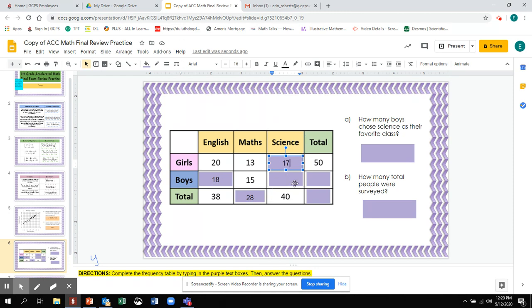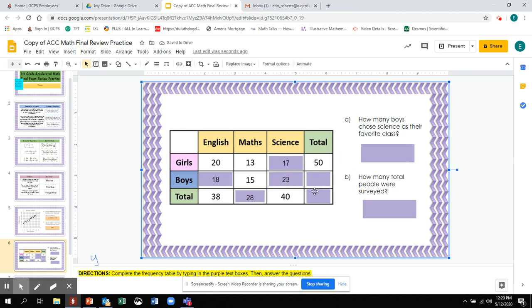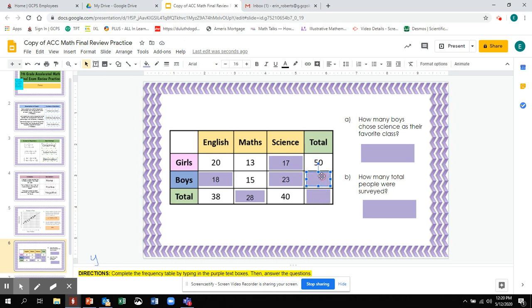Now that I have that, I can figure out how many boys like science. I know that there are 40 total people who like science, and 17 of them are girls. So to figure out how many are boys, I would do 40 minus 17 and get 23. Now if I look at my total row, I again don't have enough information to fill these out. So I'm going to look at my row of boys. I have 18 boys who like English, 15 who like math, and 23 who like science. So to figure out how many boys I surveyed, I'm going to do 18 plus 15 plus 23, and that gives me 56.